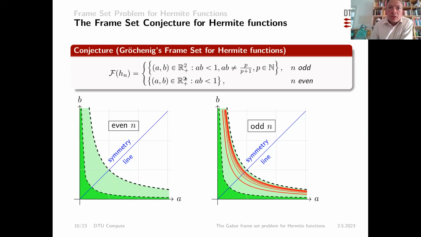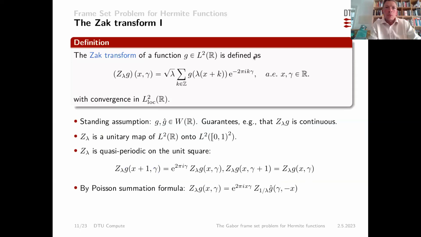Okay, so this is the frame set conjecture, which we will see is false for all n larger than or equal to 2. So the proof method uses the section form. So the section form of a function in L2 is defined by, okay, essentially you cut up the function in intervals of length lambda. You take the sample value for each length lambda apart from each other, or multiples of lambda apart from each other, and then you multiply with complex exponentials, and you make a periodization over this, or you sum up all these.